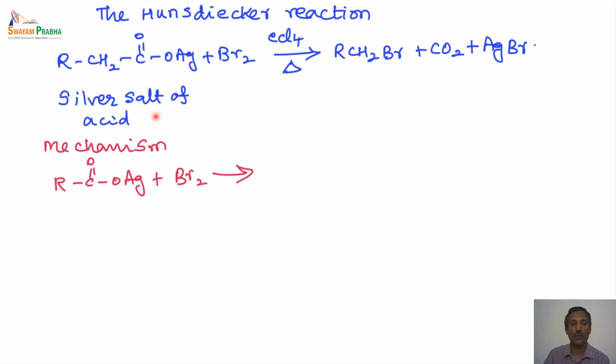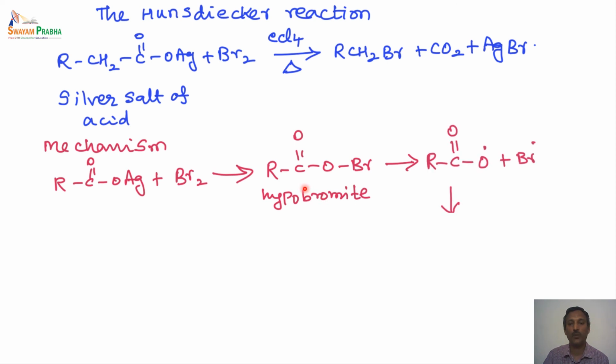If we look at the mechanism of this reaction, the initial step is the formation of hypobromite. This is a very crucial step. This hypobromite undergoes radical cleavage because this O-Br bond is a facile bond which cleaves homolytically to produce a radical. This radical loses a carbon dioxide molecule to give an alkyl radical, and this alkyl radical and the bromo radical both combine together to give the RBr. So this is how the silver salt is converted to the corresponding alkyl halide.